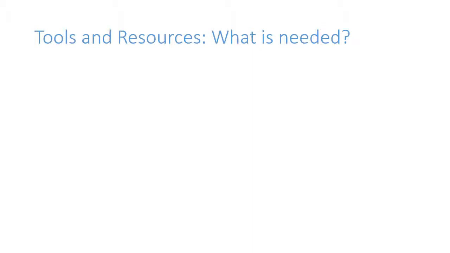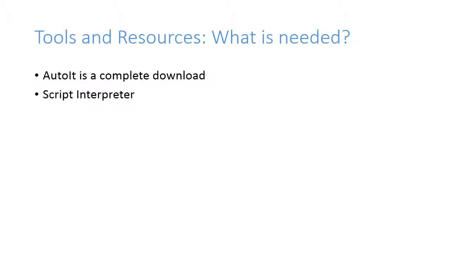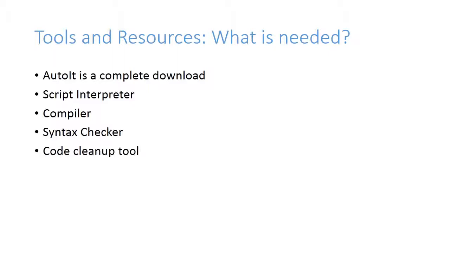What do you need to develop with AutoIt? AutoIt comes as a complete package. It comes with a script interpreter, the part of the program that actually takes the actions of your script and turns them into what you need it to do. A compiler that can make that script a permanent Windows executable that can be run without AutoIt even being installed. A syntax checker to find problems in the code you've written.